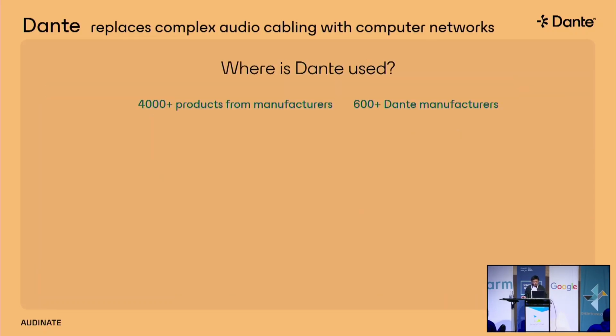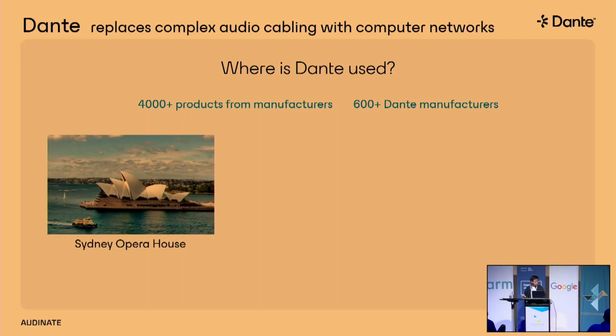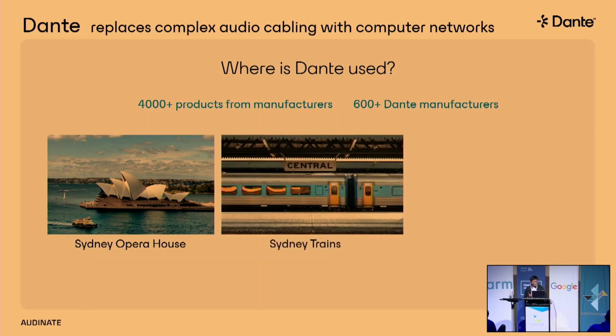So where is Dante used? Who uses Dante? Well, at this point in 2024, we have more than 4,000 products from manufacturers that are Dante enabled, and we have more than 600 Dante manufacturers that produce products based on Dante. And it is used in many scenarios in the world. For example, Sydney Opera House uses Dante to do their systems. Recently, they have a fixed setup. There's also Sydney Trains. The announcement system at Sydney Trains is basically a Dante system.